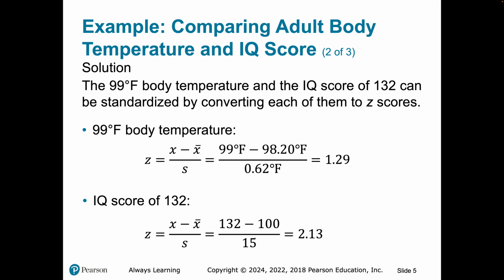Well, what you would do is create the z-score for each one. Take 99 minus its mean, divided by its standard deviation, and I get 1.29. Take the IQ of 132, subtract the mean, divide by the standard deviation, and you get 2.13. So within their distributions, an IQ score of 132 is more extreme because it has a higher z-score than a 99-degree Fahrenheit body temperature. That's what z-scores allow us to do.